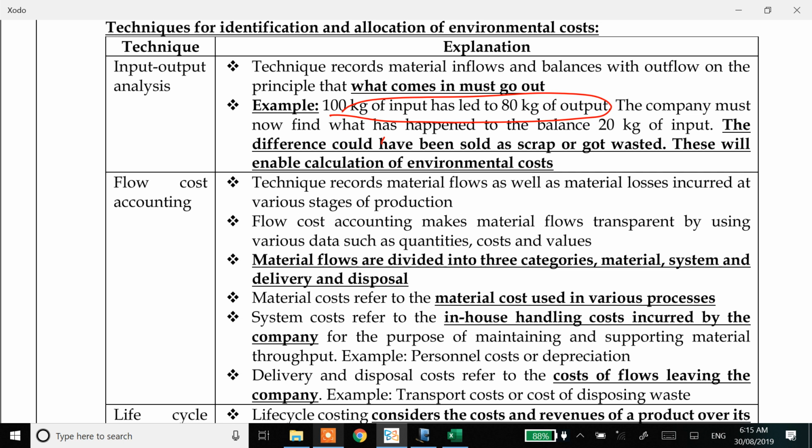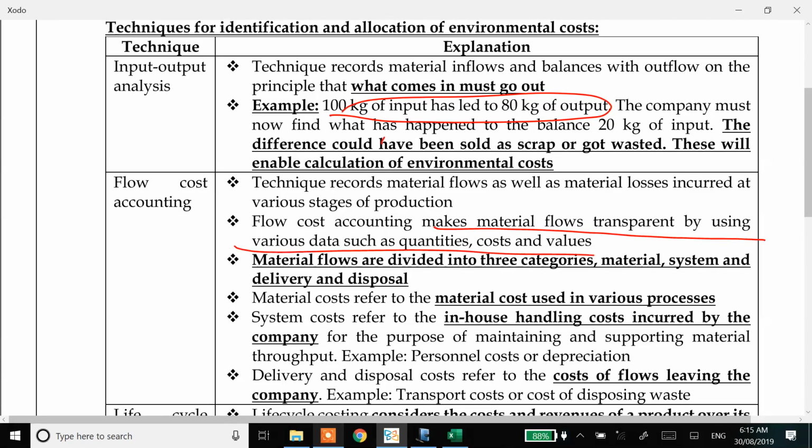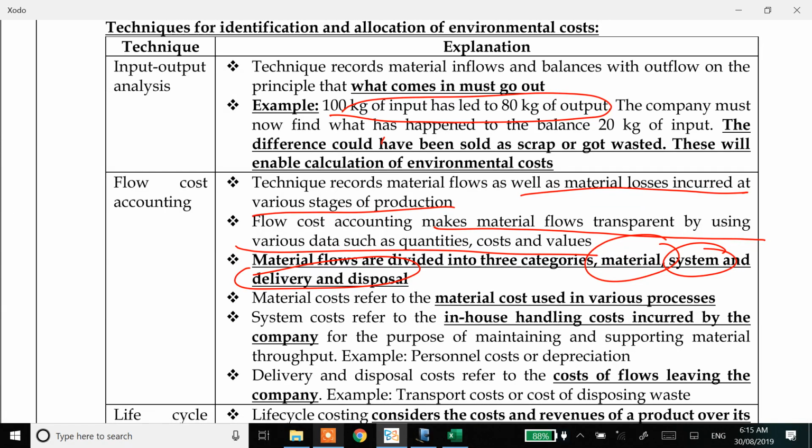Second is flow cost accounting, which is going to track the material from the inflow stage to the outflow stage. It's just going to track how the raw material is moving from the inflow stage to the various stages. Material flows transparent by using various data. It tracks material losses at various stages of production. Material cost, system cost, and delivery and disposal cost. So material cost is the direct cost of purchasing the material. System cost is those costs incurred to process the material, and your delivery and disposal cost is to deliver the good product and dispose the bad product. This is another cost classification.